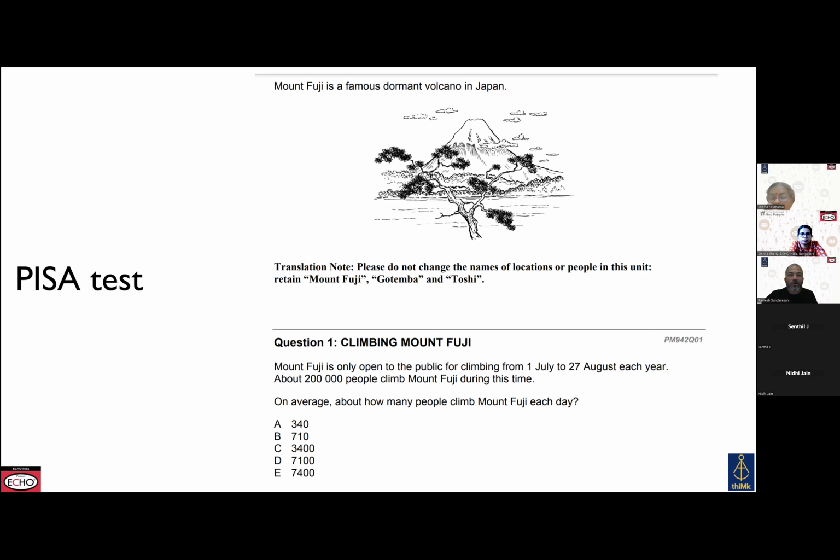Are we talking about how many people on an average climb during the period when this particular window is open, from July 1st to August 27th? Or are they asking me for the whole year of 365 days, how many? Is it 200,000 divided by 365? Is it 200,000 divided by some 60 odd days? Or is it something else they are asking? Or is it 200,000 people are climbing every day? Or is it for the whole year?